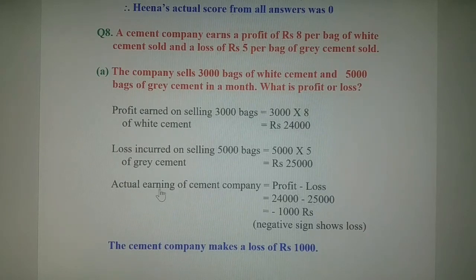So their overall earning or actual earning will be 24,000 minus 25,000. That is minus 1,000. So the negative sign shows they are not earning any money. In fact, they are having a loss on doing this business deal. That means if they are selling 3,000 bags of white cement and 5,000 bags of grey cement, they will actually make a loss of 1,000 rupees. The cement company makes a loss of rupees 1,000.